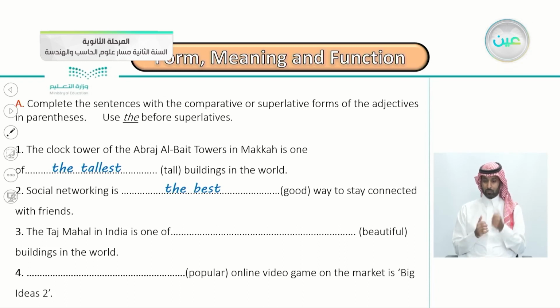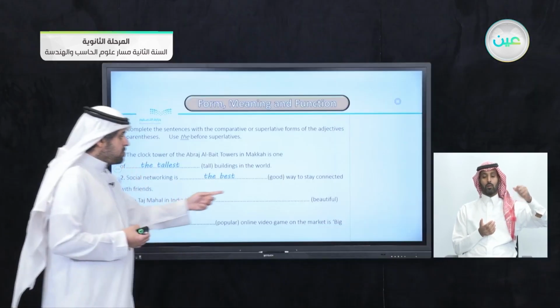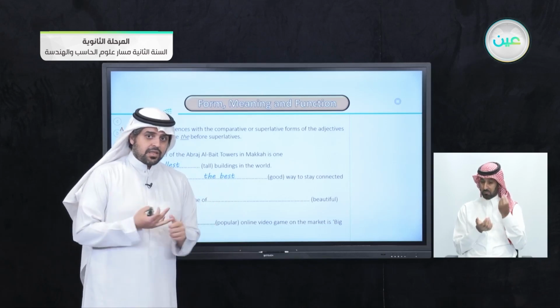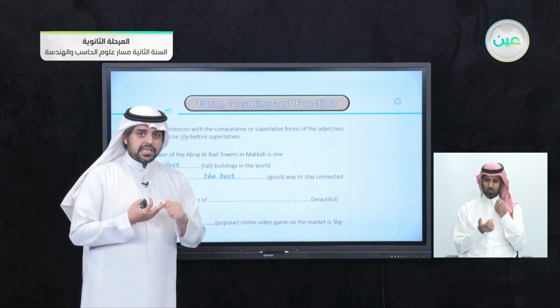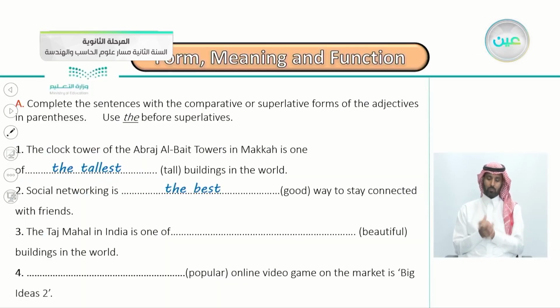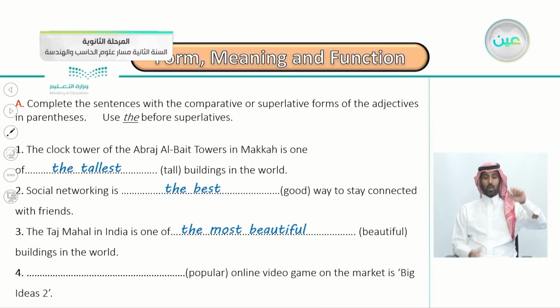The Taj Mahal in India is one of beautiful buildings in the world. So in the world, this is a superlative. And beautiful, how many syllables here? Okay, let's say it together. Beautiful, beautiful. So we have three syllables here. So yes, that's correct. The most beautiful buildings in the world. The Taj Mahal in India is one of the most beautiful buildings in the world.